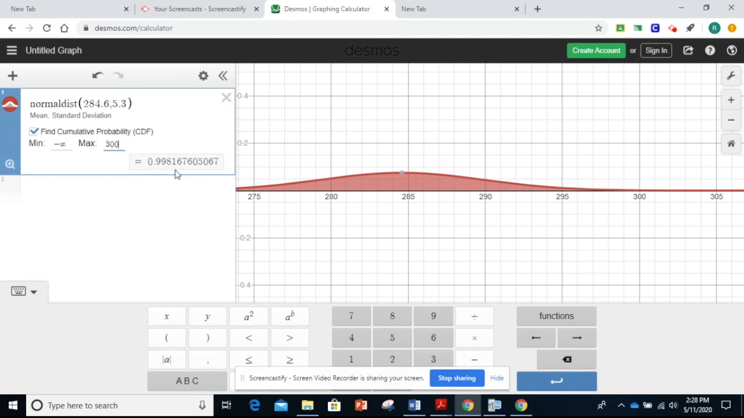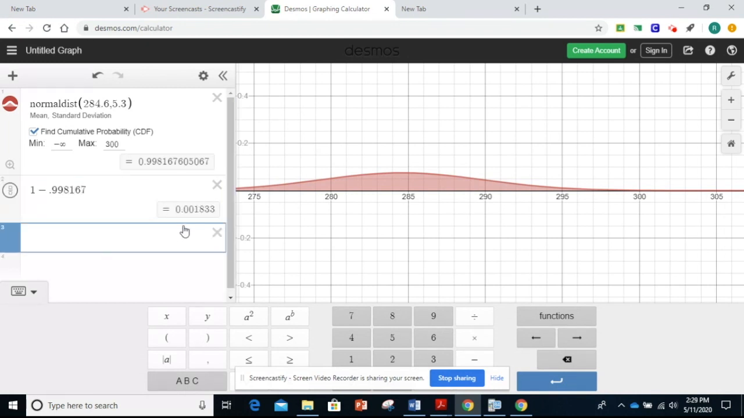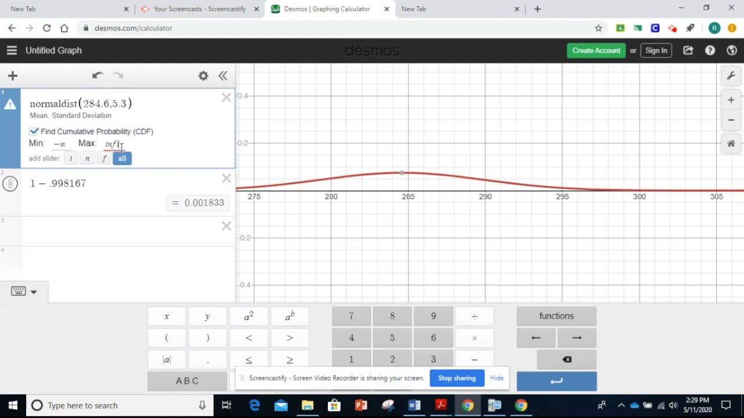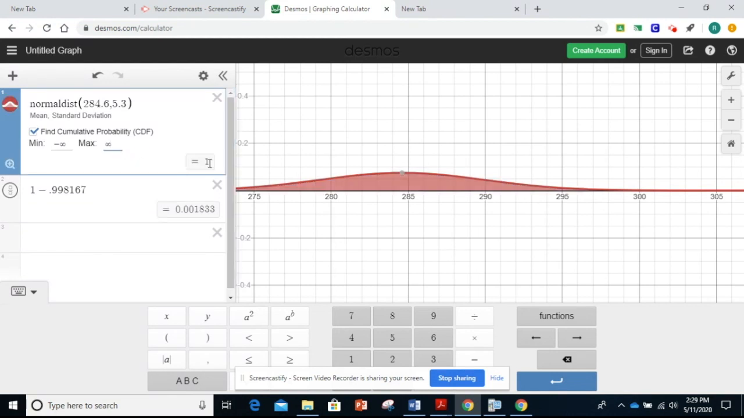Okay, and notice it's going to give me a different value, but I'm going to take 1 minus that number, which is 0.998167. Okay, and so here is my value that I calculated from before. The reason why this works is because if I look at all of the probabilities under the normal curve, all of those probabilities add up to 1, which is why the entire shaded area is 1. And so I'm going to go back one more thing here. If I type in infinity, which I think I had before, it actually shows 100% of the curve is shaded.